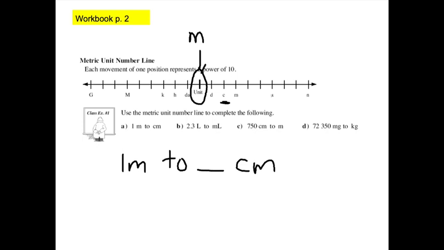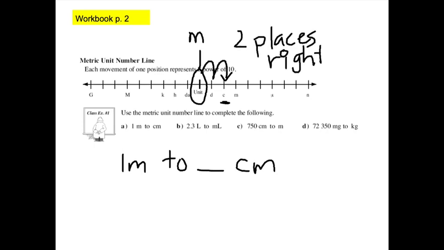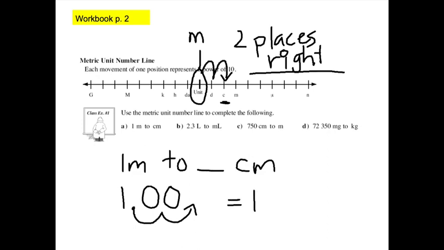From there, just count out how many places and what direction you have to go in order to convert from meters to centimeters. We have to go 2 places to the right. So if we have 1 meter, we're going to put in our implied decimal point right after that, throw in a couple of zeros, and move the decimal place 2 places right, just like what we did with the metric unit number line. In this case, 1 meter is equal to 100 centimeters.